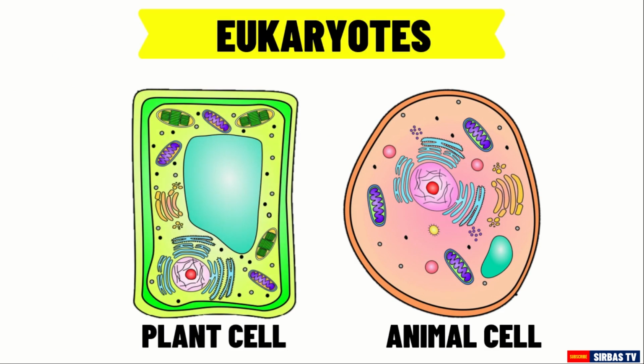In summary, plant cells and animal cells are both eukaryotes. This means that they have a true nucleus. They are different in some aspects because they perform different functions.